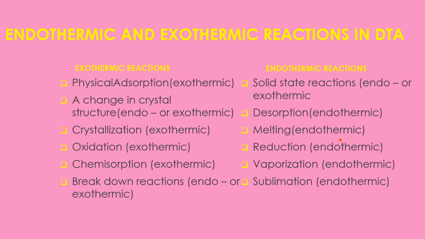Melting is endothermic. We have to give heat, then only it can melt. Reduction is endothermic. We have to supply hydrogen, like that. Some energy must be given, so then only reduction will take place. While oxidation, when it happens, it liberates energy, while reduction happens by gaining energy. Vaporization is also endothermic. We have to heat, then only it will become vaporized. Sublimation is also endothermic.